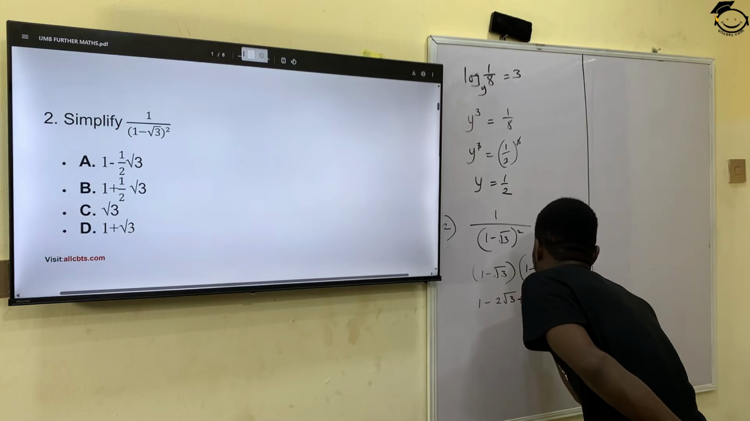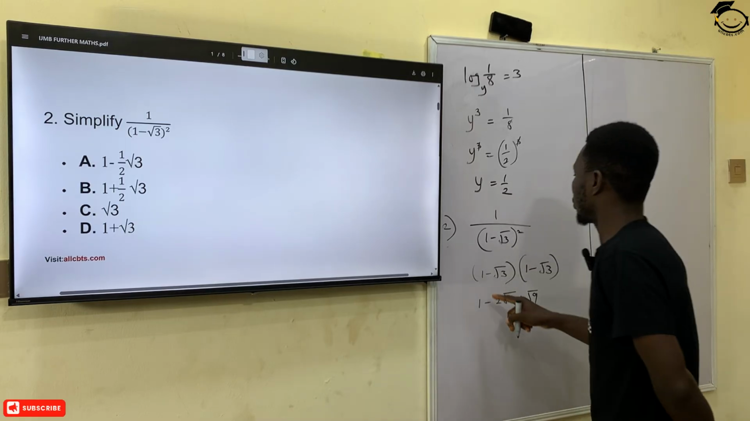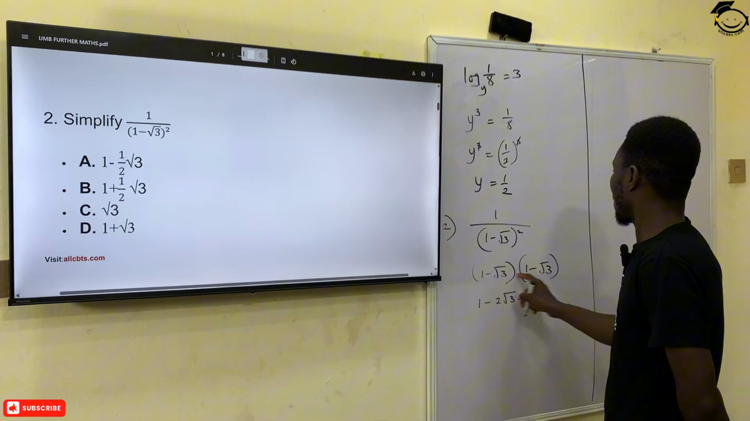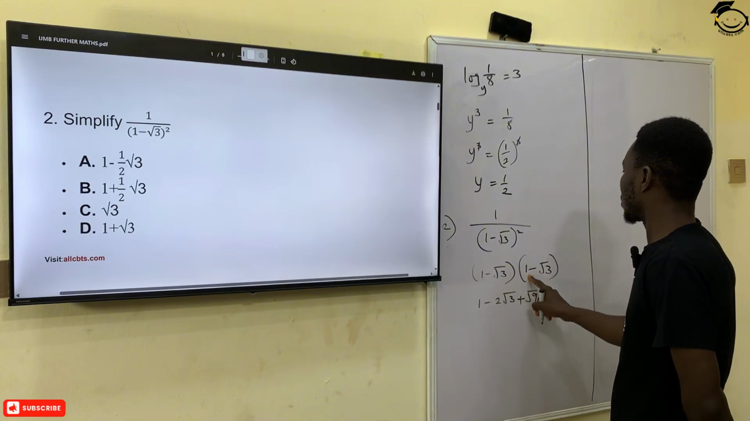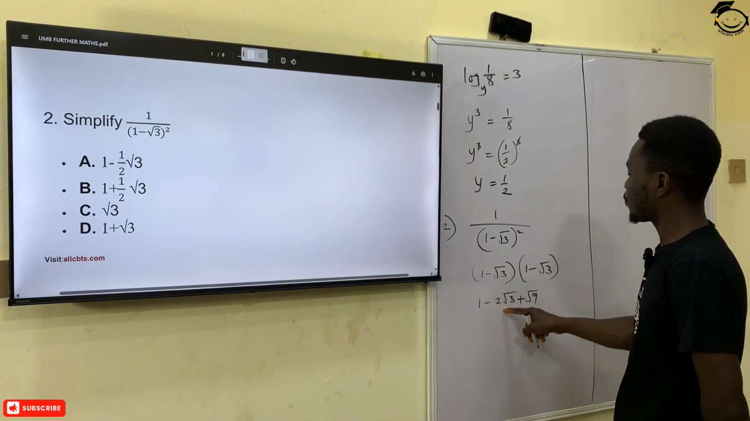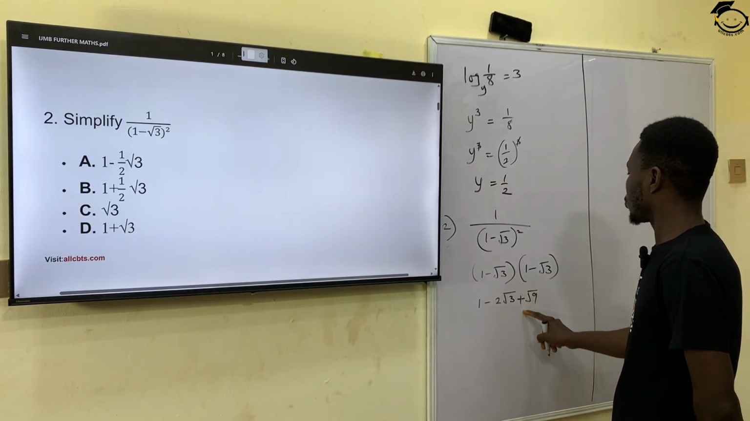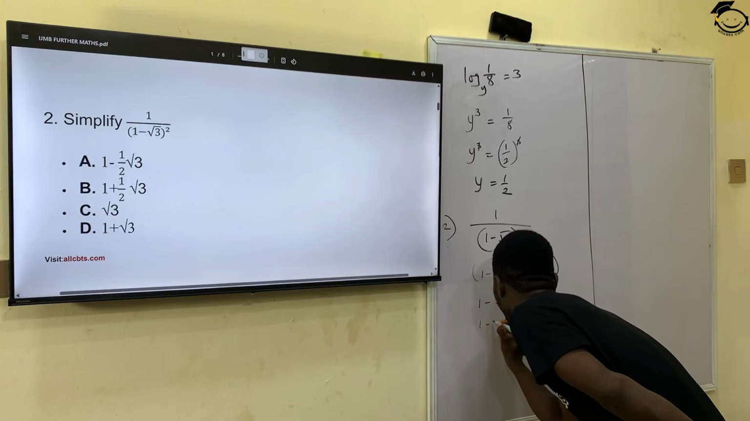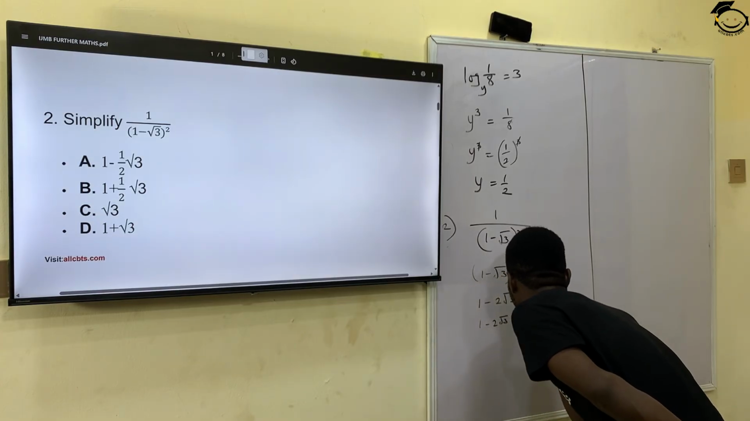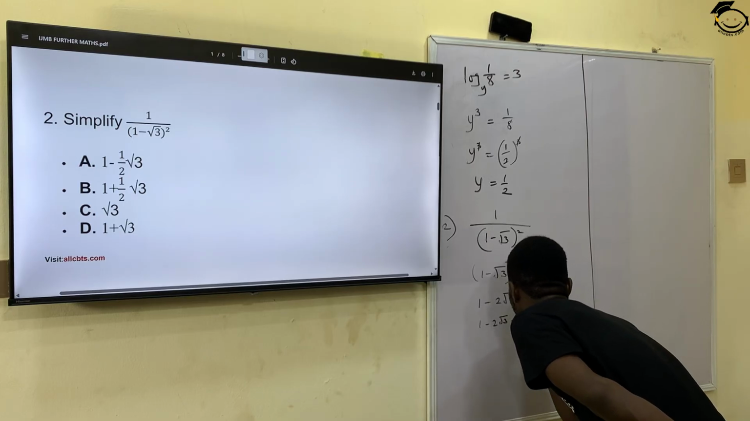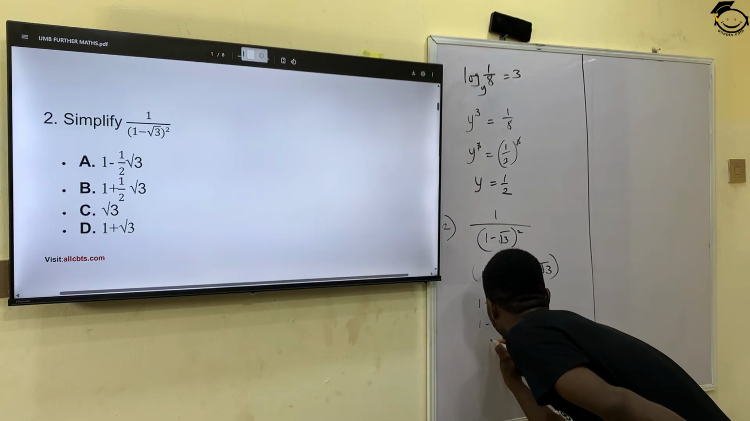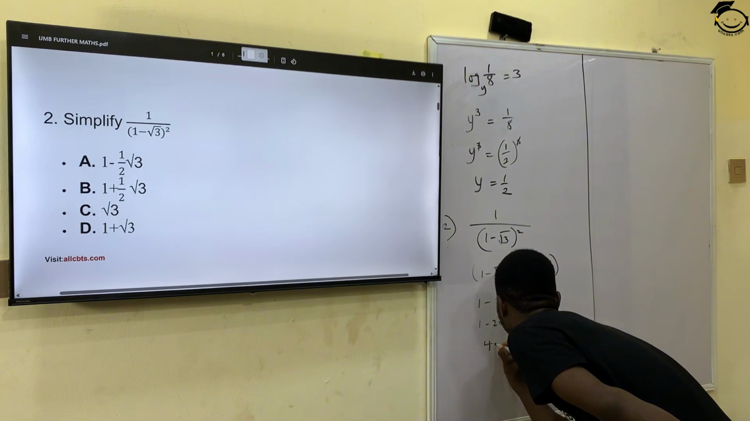plus root 9. Because I have 1 times 1 will give me 1. 1 times root 3 will give me root 3. 1 times root 3 again will give me root 3. That's why I have minus 2 root 3. Minus root 3 times minus root 3 will give me plus root 9. And that will give me 1 minus 2 root 3 plus 3. So at the end of the day, I'll have 4 minus 2 root 3.